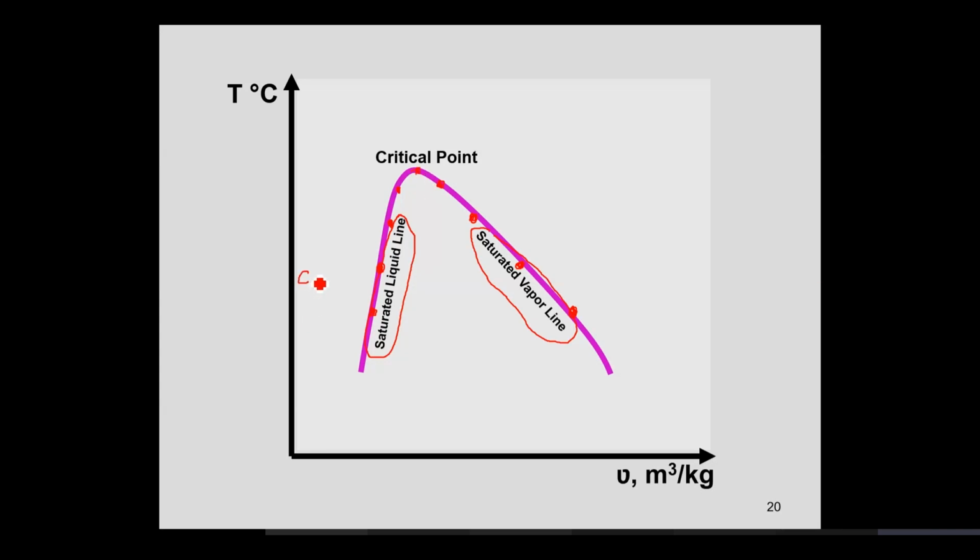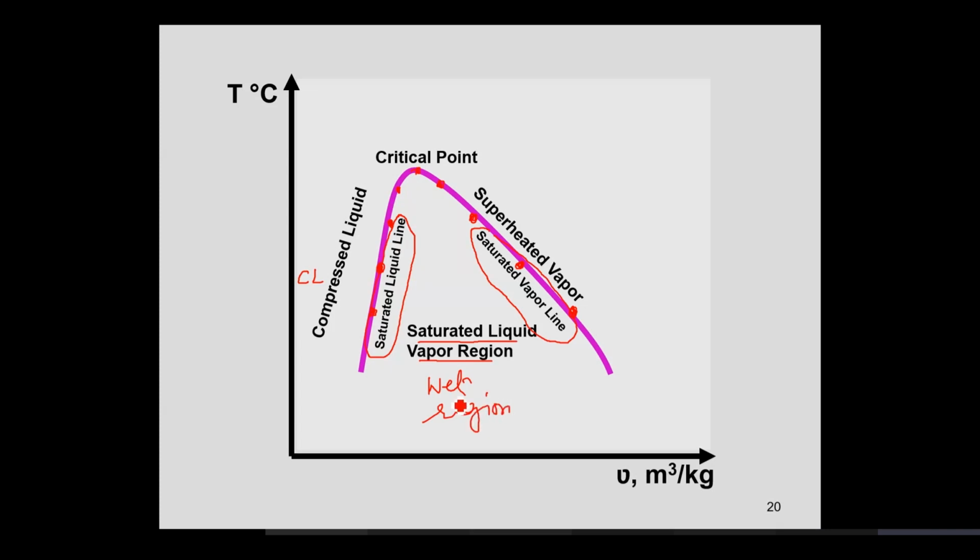This region would be what? This would be the compressed liquid region. Very good. The region to the right would be the superheated vapor region, and this central region would be what? Saturated mixture. Yes, saturated liquid vapor region, or this is also known as wet region. And for this, this green line is what line?